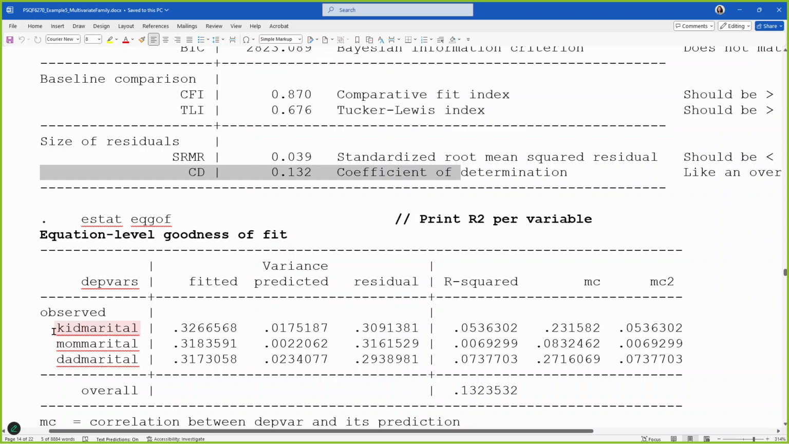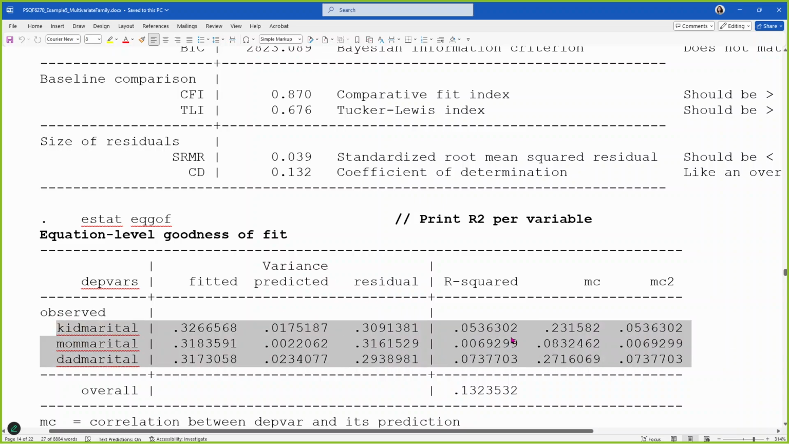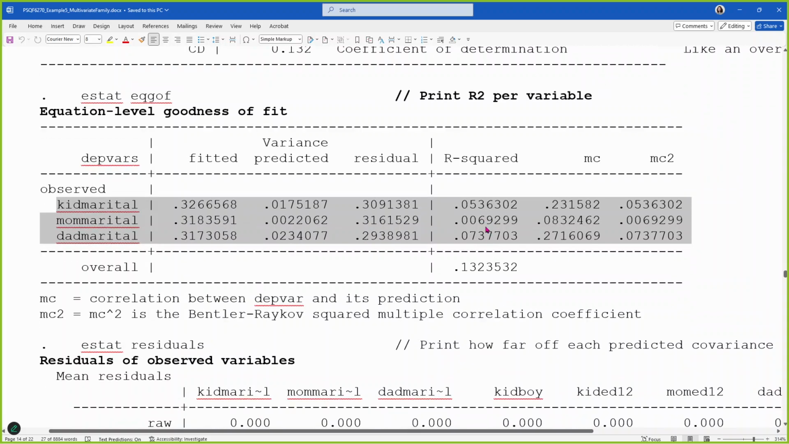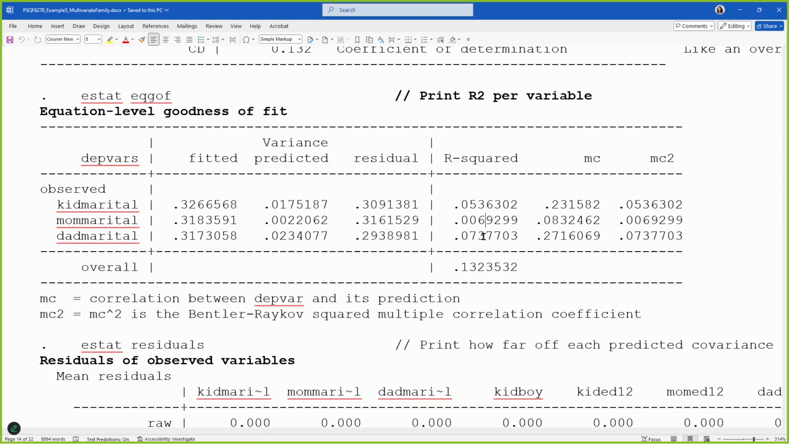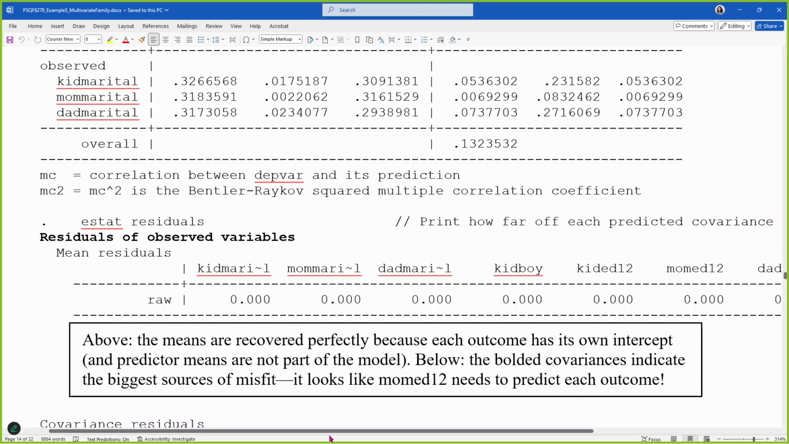Okay. Fine. But look at all the variance we explained. 5% in the kid outcome, less than 1% in the mom outcome, and 7% in the dad outcome. Woohoo! Yeah, this is real data. It's not like in your homework where you have a variance explained of like 80% or something, because I made up all the stuff.